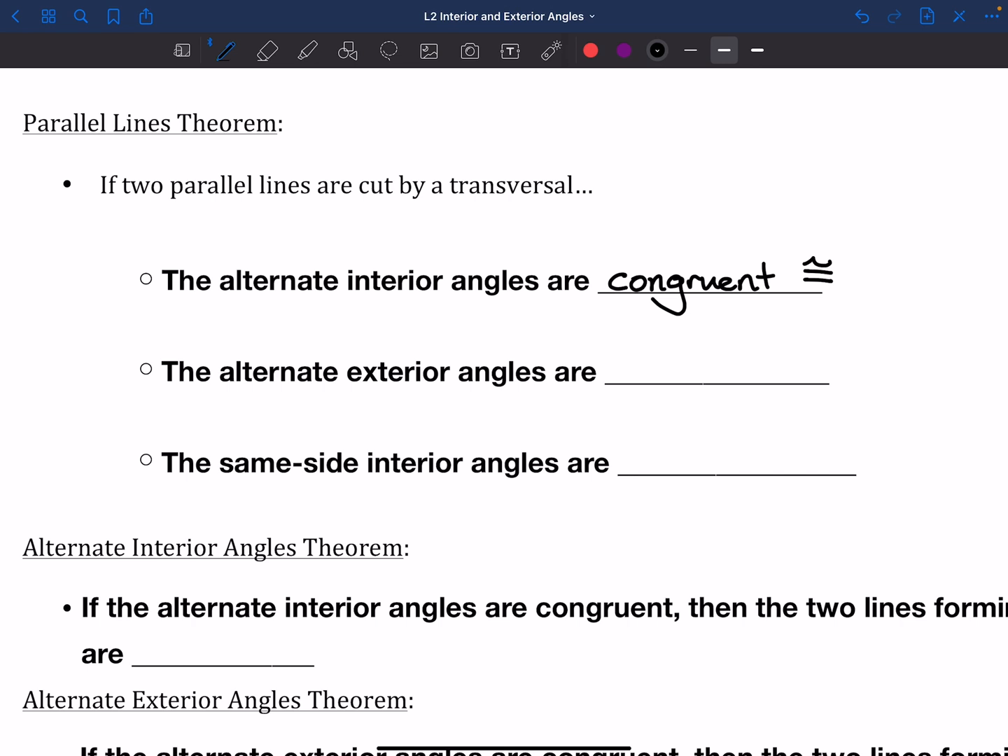That means they have the same measure. So the alternate interior angles would have the same measurement. The alternate exterior angles would also be congruent. Again, this is if the lines are parallel. And if the lines are parallel, last but not least, the same side interior angles are not congruent, but they are supplementary.